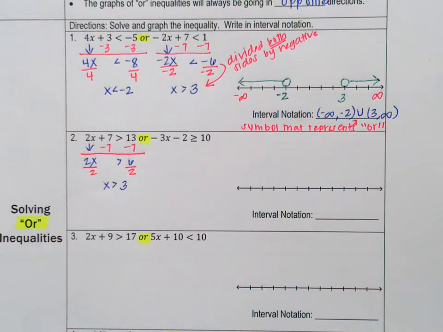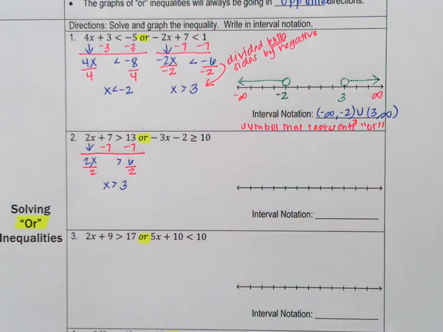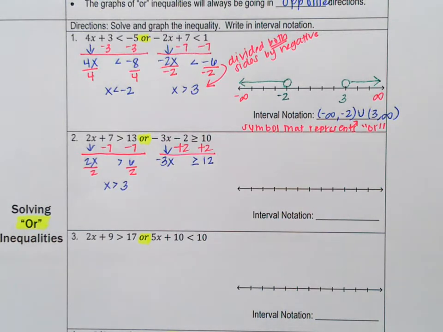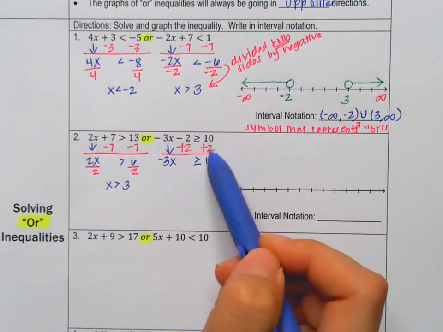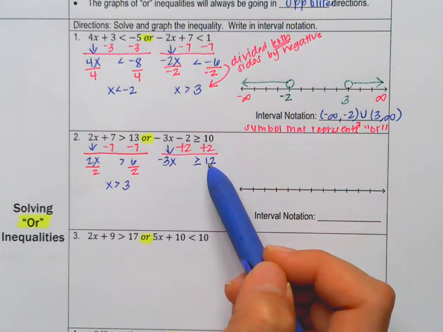-3x minus 2 is greater than or equal to 10. So get x all by itself on this one. So pause me here and try this one on your own. So first thing I did was I undid anything that was being added or subtracted on the same side of the x. So I added 2 to both sides to get -3x is greater than or equal to 12.